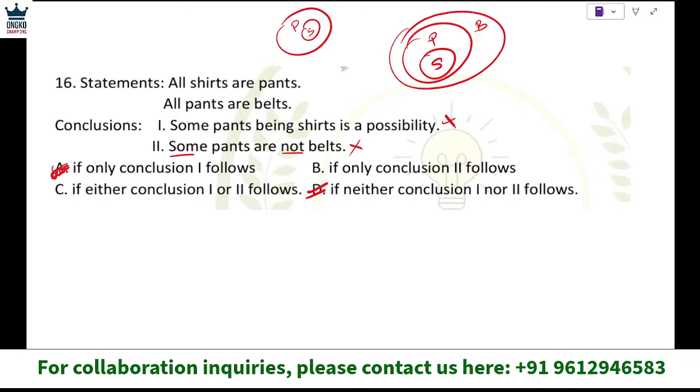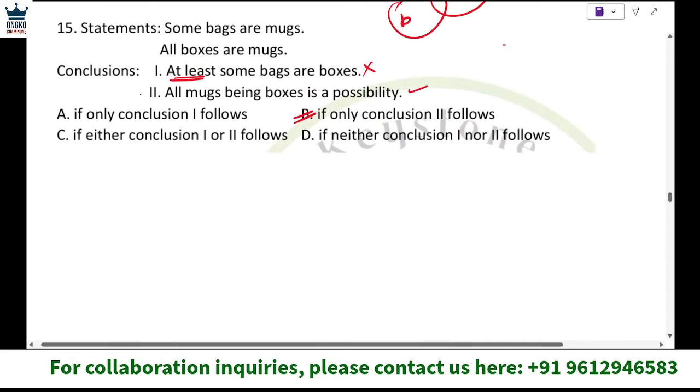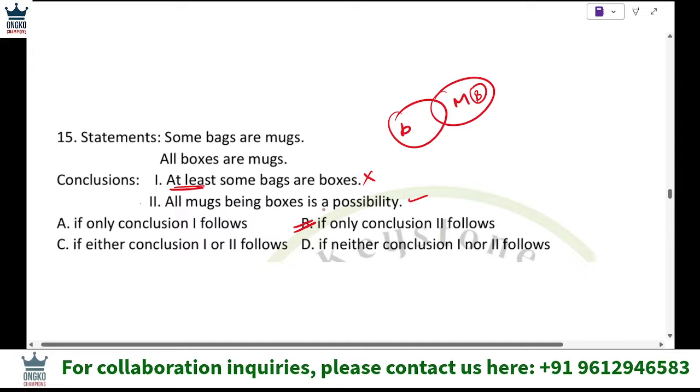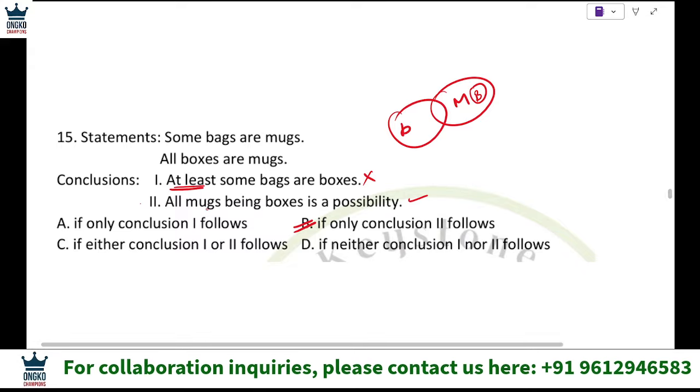Alright, question number 15, let's check. Apply possibility. All marks being boxes is a possibility. So mark all is not inside box, right?